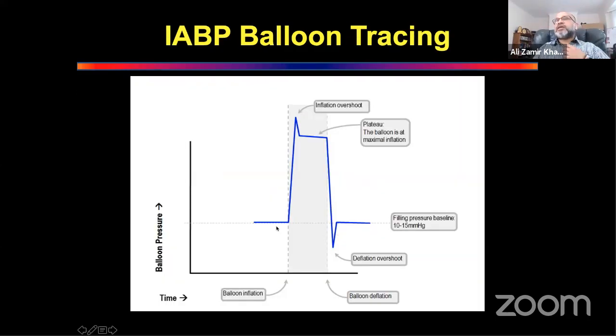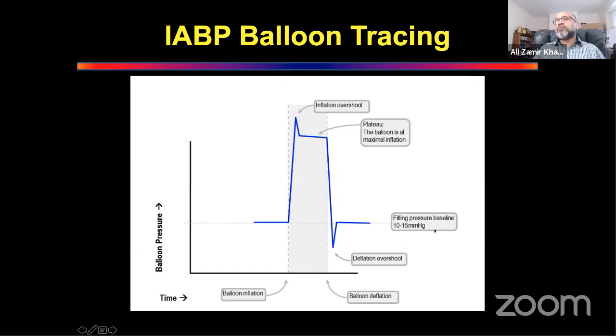Again, this is just an understanding of the pressure of the balloon tracing. Always when the balloon triggers, it's the middle of the T wave, and it usually overinflates, overshoots, and then plateaus down. The plateau is at maximum inflation. If you read the pressures within the balloon, you will find that it suddenly jerks up, but then plateaus out. This is the maximum amount of helium flowing into the balloon. Then the balloon deflates, and it's the physics of the thing that whenever it deflates, there is always an overshoot of deflation and then it levels out.